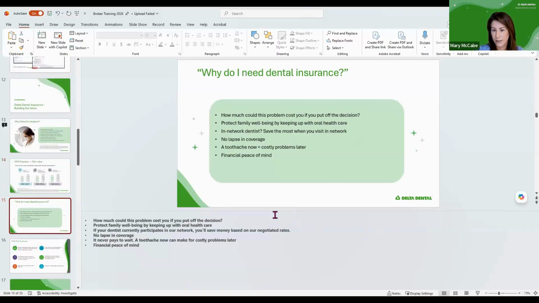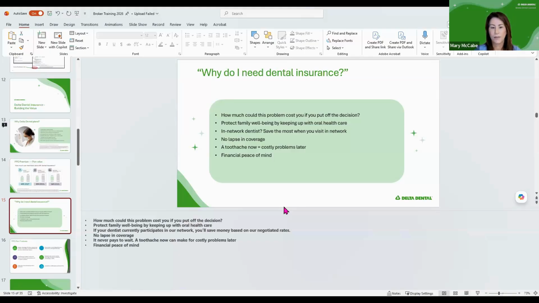So why do I need dental insurance? So this is some things that you can kind of pose to your clients. How much would this cost if you put off this decision? Protect your family well-being by keeping up with your oral health care, because of course, early detection is the key. This is why we cover preventative and diagnostic services on day one. There's no waiting periods there because we want to prevent you from needing major services later. Not saying it's going to, but early detection, your oral health is important.